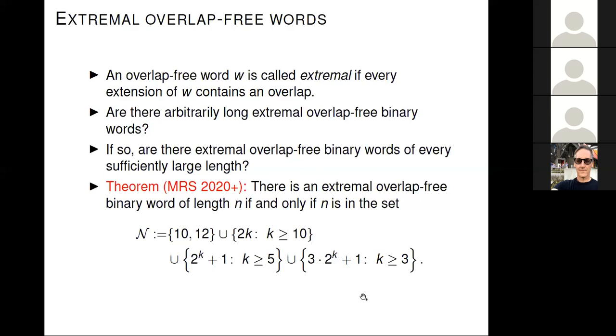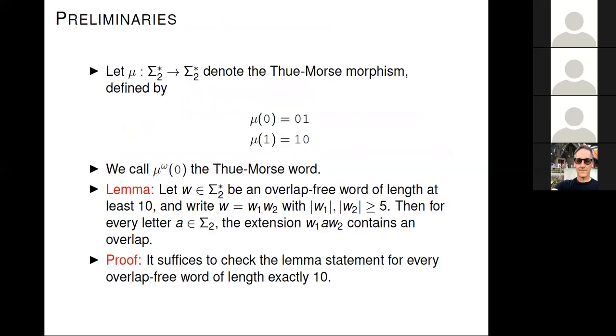So I'll give you a brief description of how we proved this and some of the constructions that went into it. And you can probably guess that we're going to use the Thue-Morse morphism, mu, and people know that definition, I think. And we'll call the fixed point of this morphism the Thue-Morse word, right?